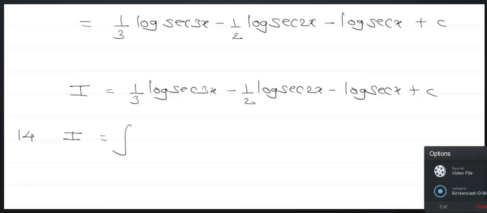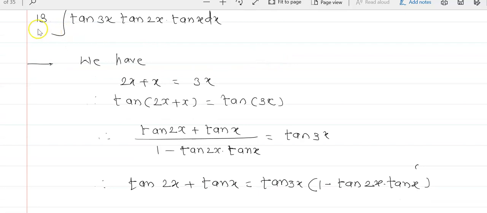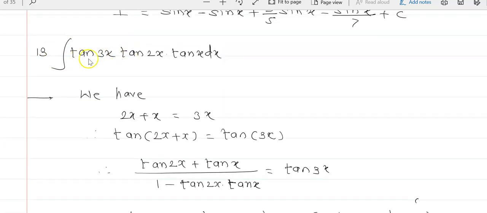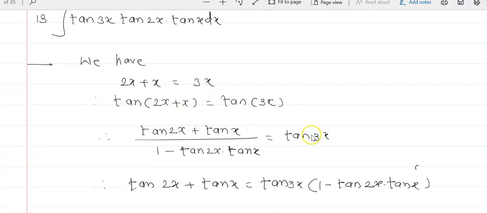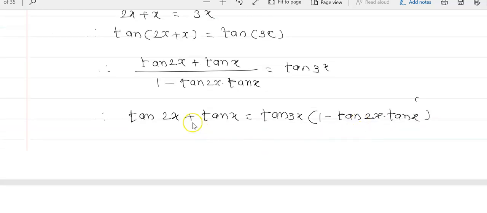See this again here. This was the problem number 13. You can take the screenshot of this problem also. Integral tan of 3x into tan of 2x into tan x dx. We can write 2x plus x is equal to 3x. Take tan on both sides, that is tan of 2x plus x is equal to tan of 3x. What is the formula for tan of a plus b? Tan a plus tan b upon 1 minus tan a into tan b. That is 1 minus tan of 2x into tan x is equal to tan of 3x. Therefore, the value of tan of 2x plus tan x is equal to tan of 3x in bracket 1 minus tan of 2x into tan x.